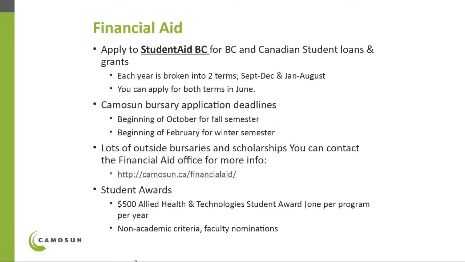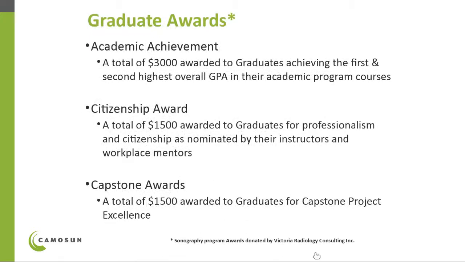This is a little bit more information about financial aid. This is showing when you would apply for them. We actually have our own student awards in our Allied Health and Technologies department. There's one per program per year, $500 that's available to students. It's typically non-academic in nature. It's just like someone who persevered, someone who did really well. We get students who nominate each other and staff nominate students. So it's a really good opportunity to get some additional monies without having it tied to academic performance.